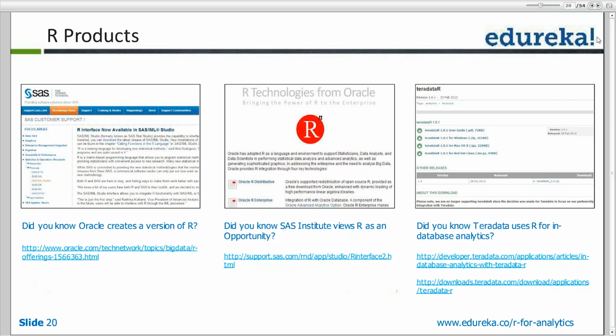HP's Vertica software also has a similar in-database offering, wherein you can integrate R into Vertica. Okay.